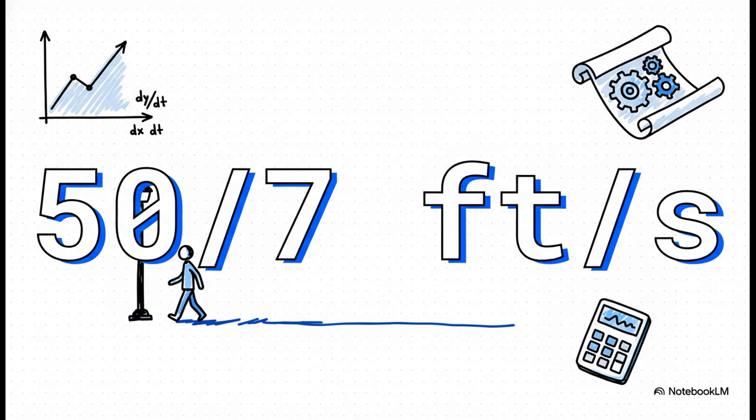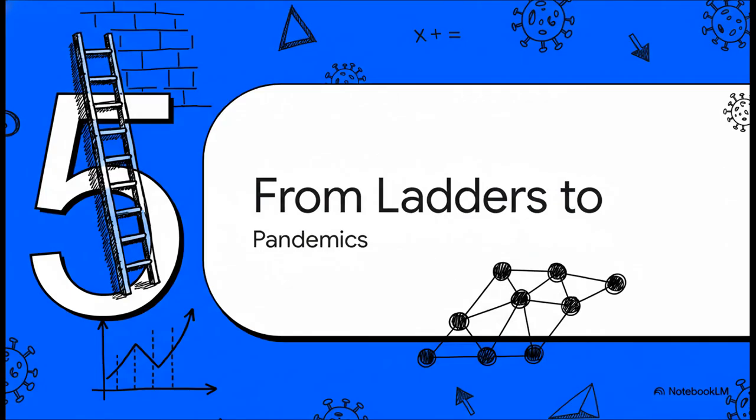The final answer? The tip of the shadow is moving at a constant rate of 50/7 feet per second. That's about 7.14 feet per second. See? The blueprint works perfectly. So this is awesome for passing a calc test, but who cares, right? Why does this actually matter in the real world? Well, let's find out in our final section.